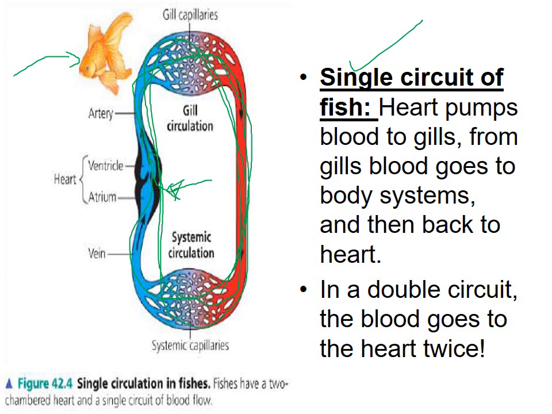In the double circuit, we go to the lungs first, then back to the heart, then to the body. So we do like two stops at the heart before going back to the body in our double circuit.